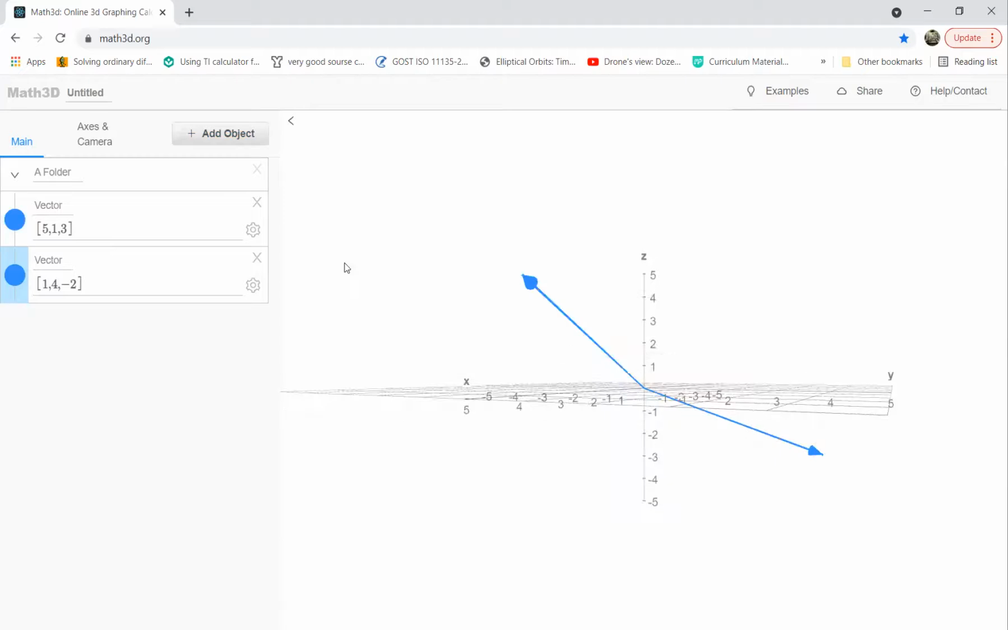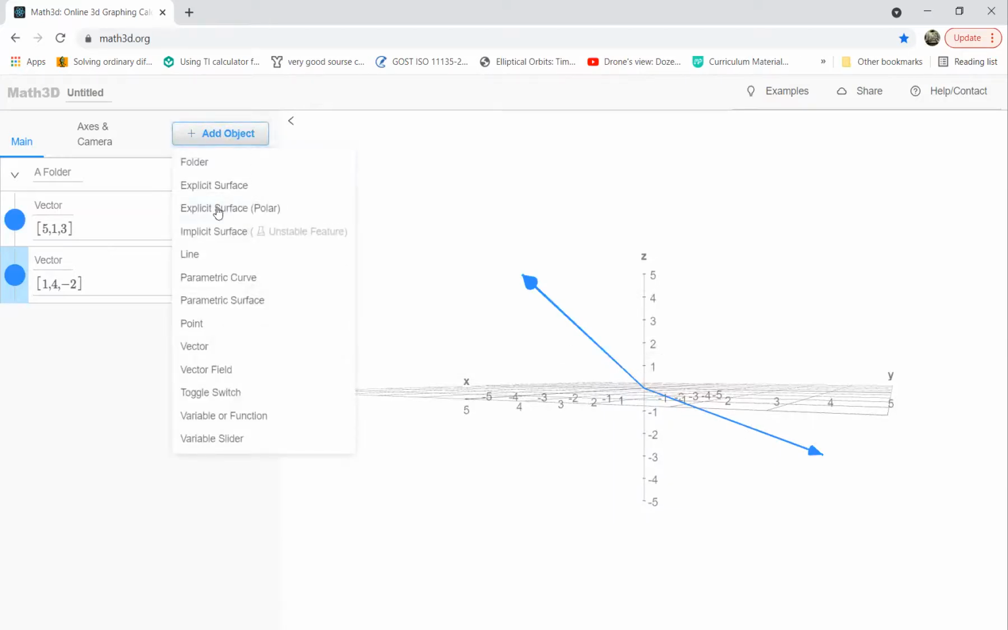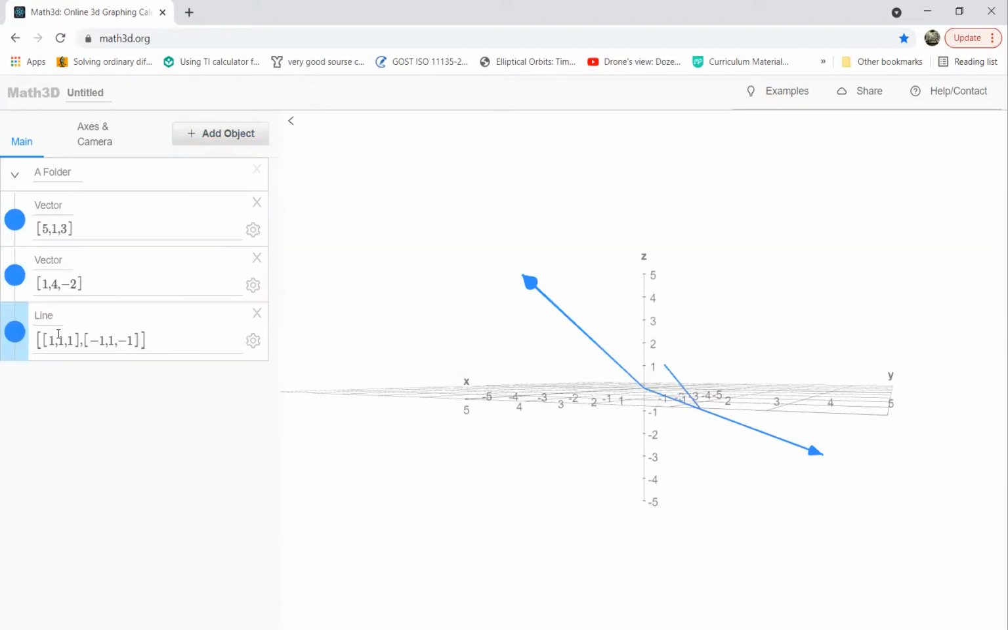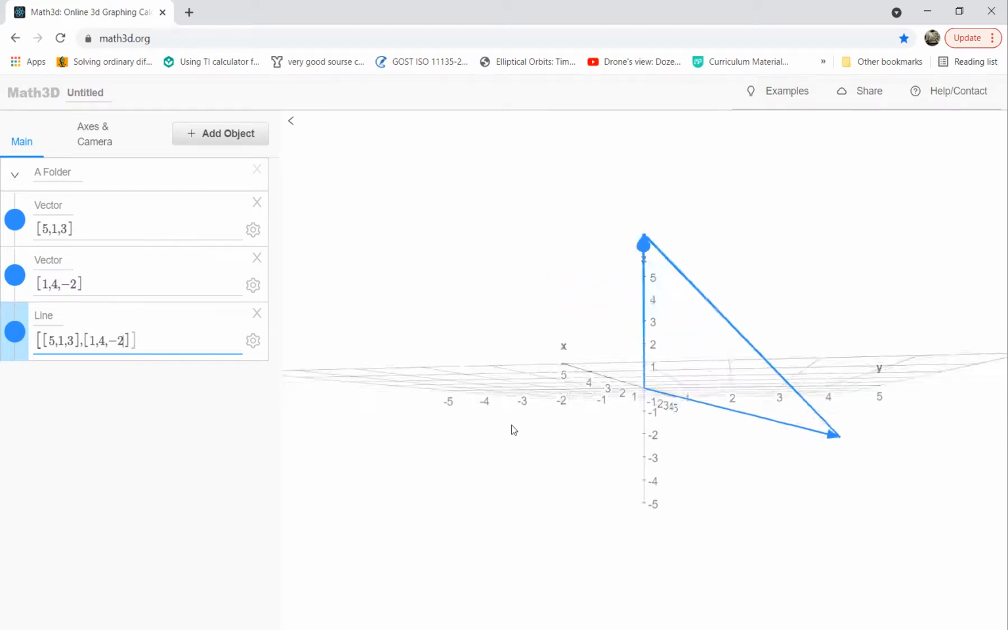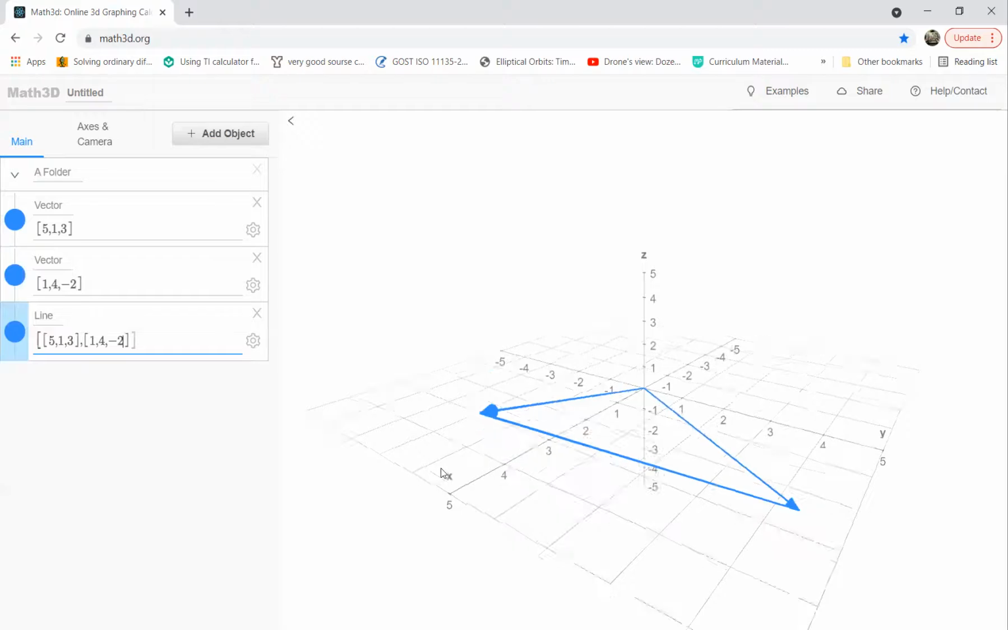These are our vectors that we have. And the equation of the line that we have is 5, 1, 3, plus t times 1, 4, -2. As you can see, you have your line.